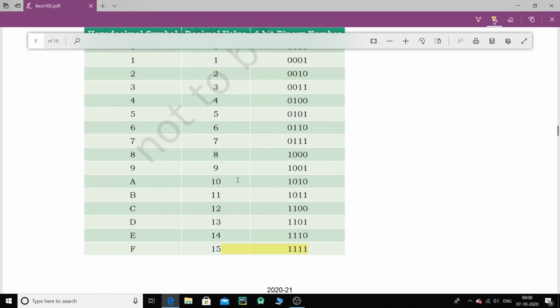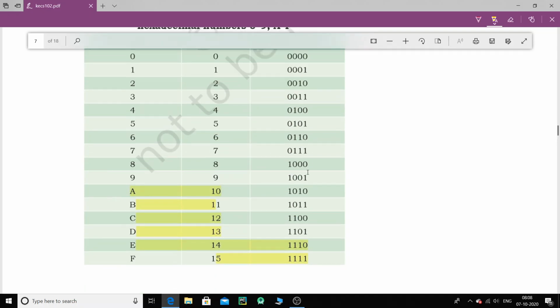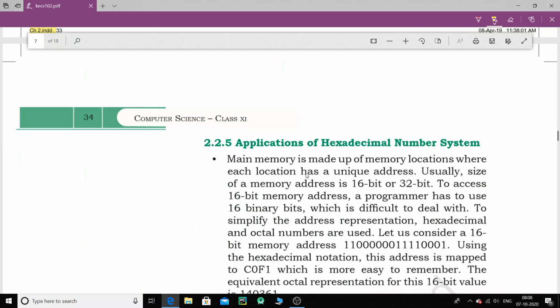So this is the hexadecimal number system, and this is the decimal value. You can see that when we say decimal 10, in hexadecimal it is A. For 11 it is B, for 12 it is C, for 13 D, for 14 it is E, and for 15 it is F. And these are the binary numbers.